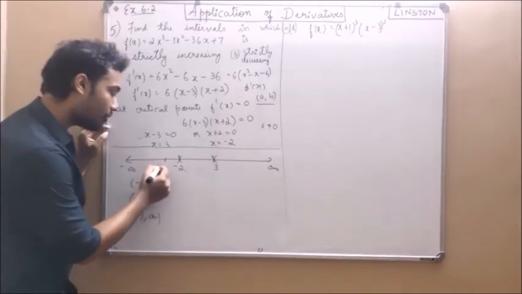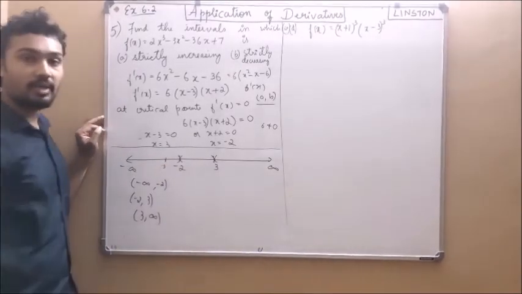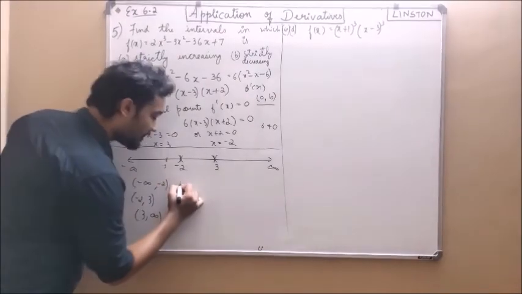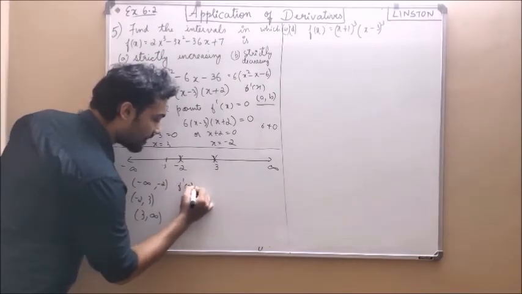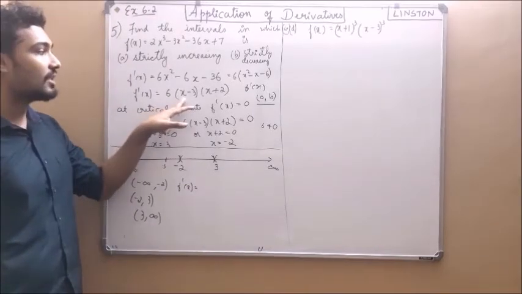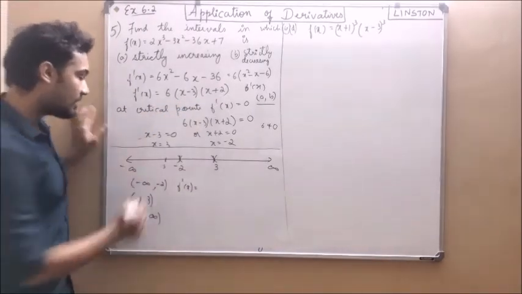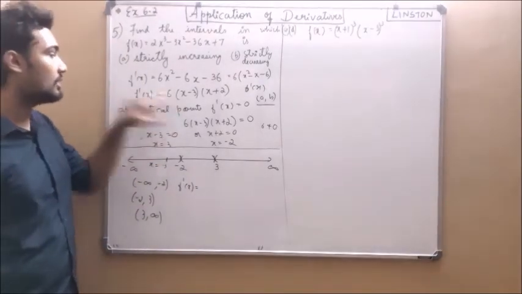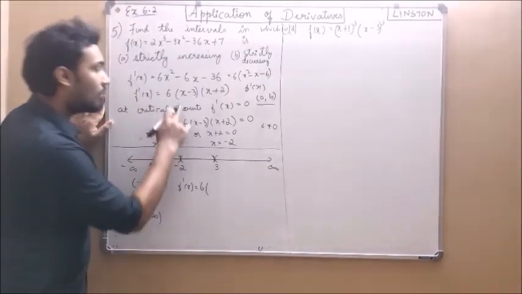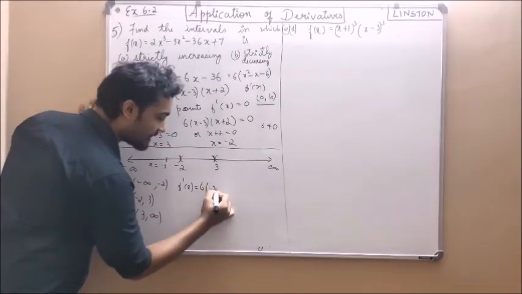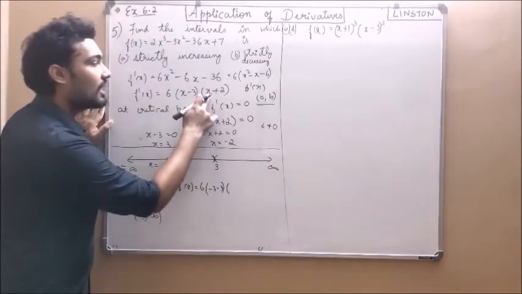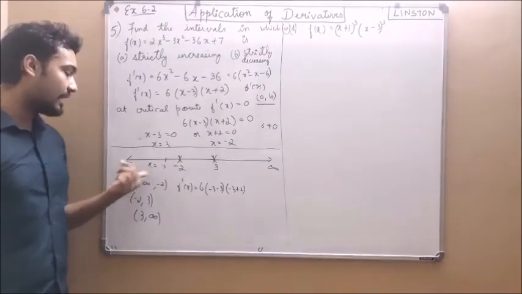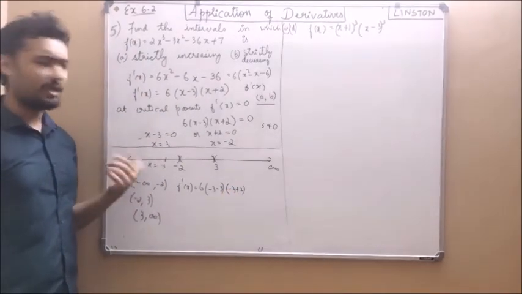I'll take the point minus 3 in the first interval, so x equal to minus 3. Now take f dash of x, which is nothing but 6 into x minus 3 into x plus 2. Substitute x equal to minus 3. What you get? 6 into minus 3 minus 3, into minus 3 plus 2. Remember, I can take any point; I can take minus 4, minus 5, any point.